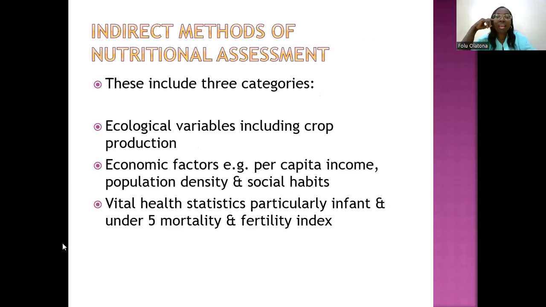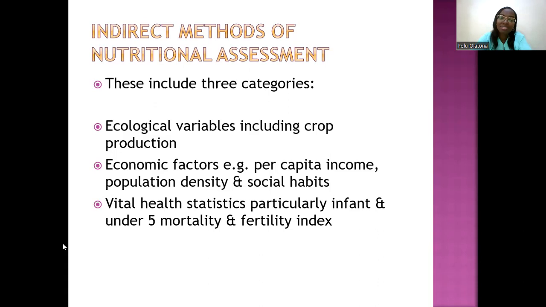So we move on to the indirect methods of nutritional assessment. All that we have discussed within the last 1 hour is the direct method. And then we come to the end, let's discuss indirect methods. So what does indirect mean? It means that it's not the nutritional status that you are measuring directly. You are measuring other factors that will in turn affect nutritional status.